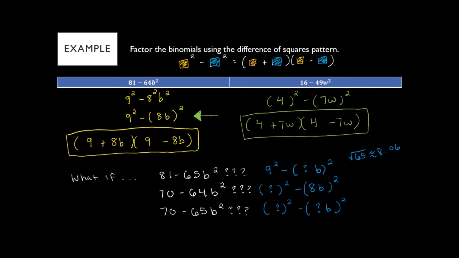So in these situations, if you can't take the square root, if there isn't a number that works, then this is not a difference of squares. Actually, let me put that over here. These are not difference of squares, because they don't have numbers that are squared. So they don't work in our pattern, and we would say that these are prime.